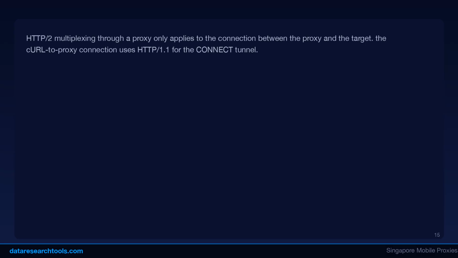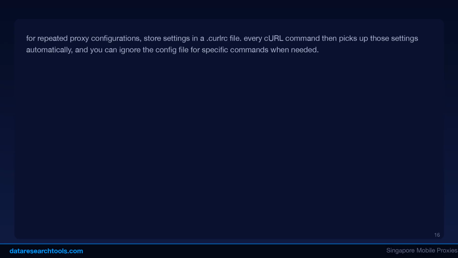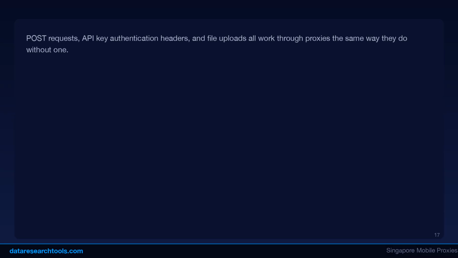You can build retry logic with proxy failover, so if one proxy fails, the script moves to the next. For file downloads, you can follow redirects and resume broken downloads. For performance, requesting compressed responses reduces proxy bandwidth. Reusing TCP connections improves speed for scripts making multiple requests. You can also limit bandwidth to avoid detection or stay within proxy bandwidth limits. HTTP/2 multiplexing through a proxy only applies to the connection between the proxy and the target. The cURL to proxy connection uses HTTP/1.1 for the CONNECT tunnel.